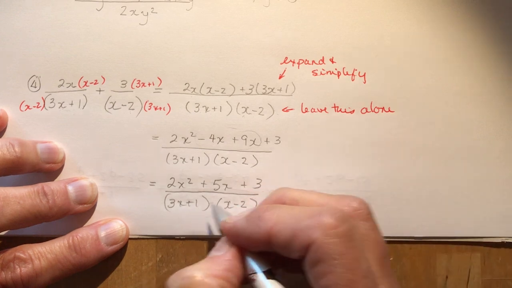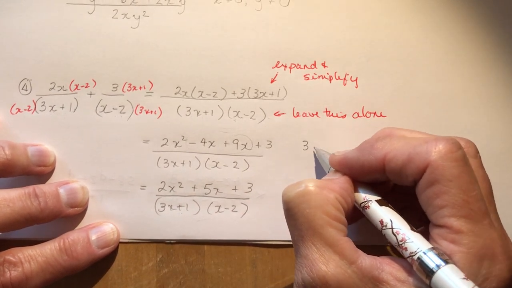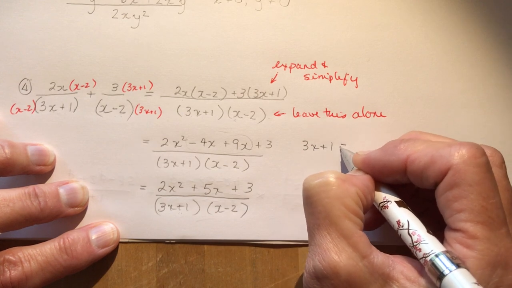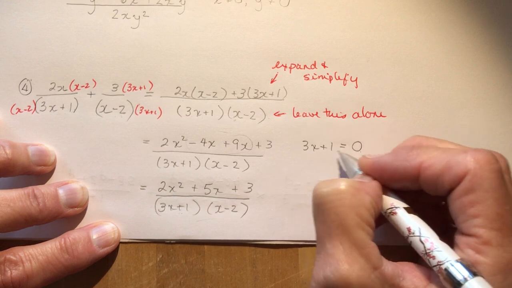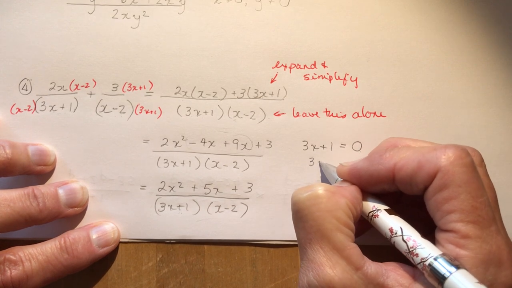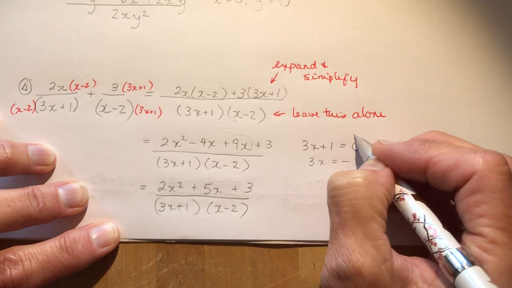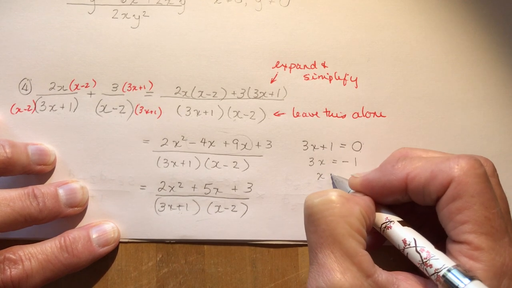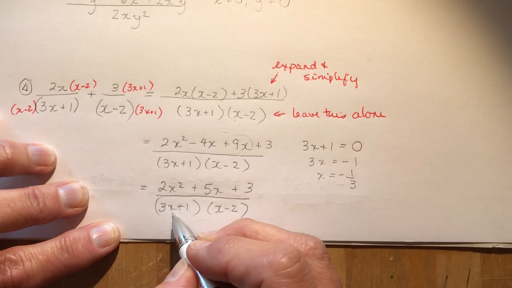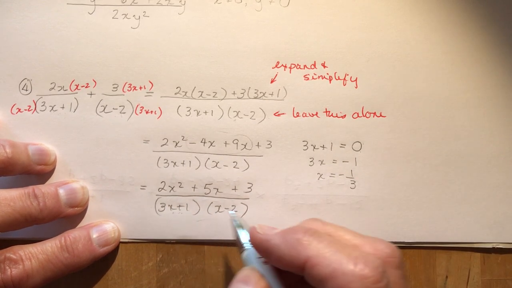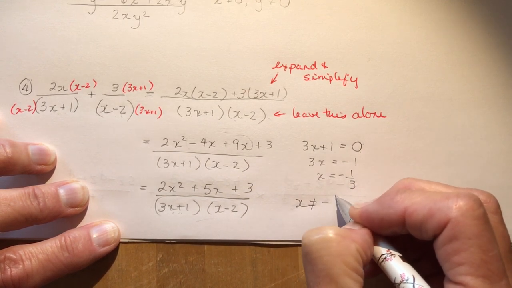What are the restrictions on the denominator here? So the expression, this cannot be 0. So I'm going to write it here. You can probably do this in your head, but if you can't, this is how you would find it. This is not giving the restriction. It's solving for what makes this equal to 0. So I bring this across, divide by 3. So when x is minus 1/3, this would be equal to 0. So that means x is not equal to minus 1/3.